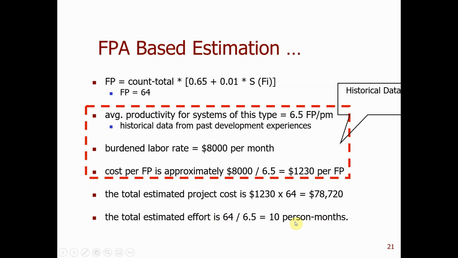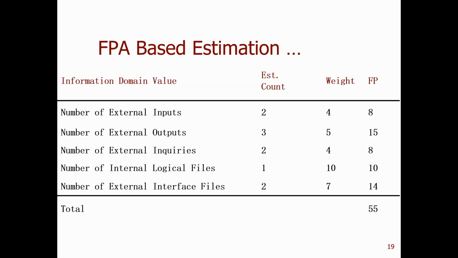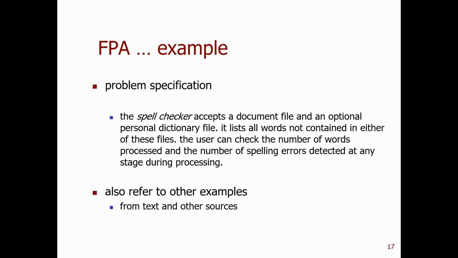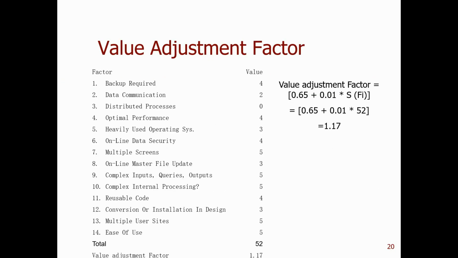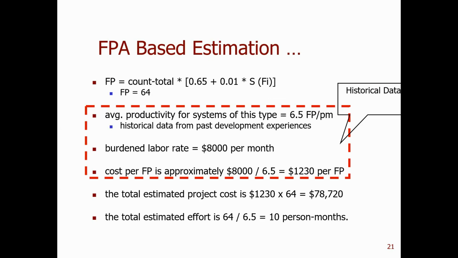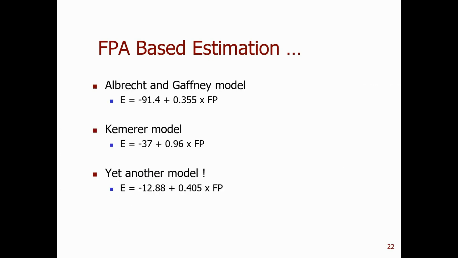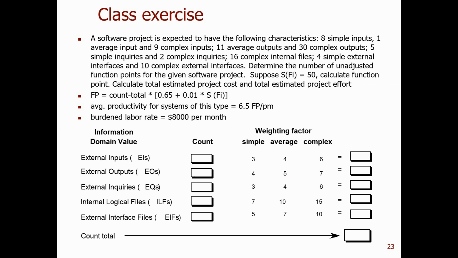If you have 5 persons, probably you can finish in 2 months, and with 2 persons you may need 5 months. So this is how we can make an adjustment here. These two are similar, function point and line of code. They follow the same path, but the function point is obviously more complicated. You need to do analysis of the problem, and then get these domain values and fill in these values and the adjustment factor. Then you can calculate the function point. Then use the same way as line of code. So let's work on this class exercise.